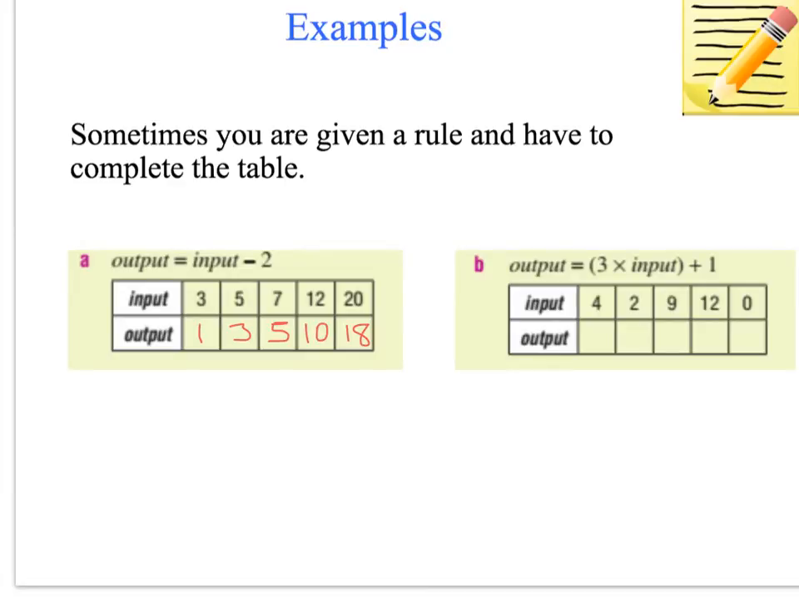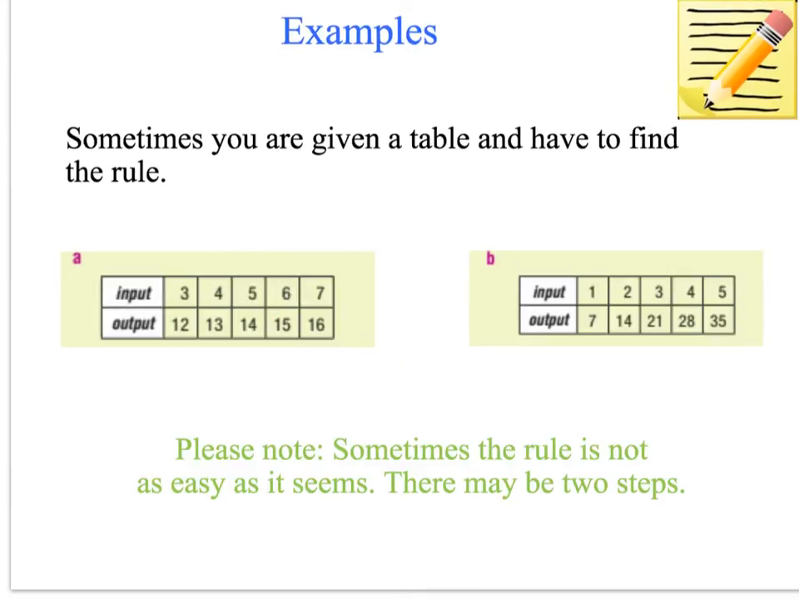Alright, this next one is 3 times the input plus 1. So 3 4s are 12, plus 1 is 13. See if you can do this yourself without me doing it for you. 3 2s are 6, 7, 28, 37, and that's 1 because 3 times 0 is 0, plus 1. Okay, so that's quite easy.